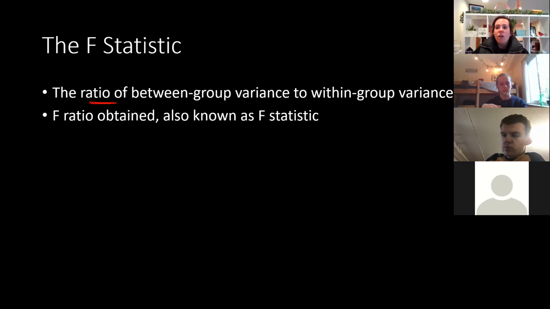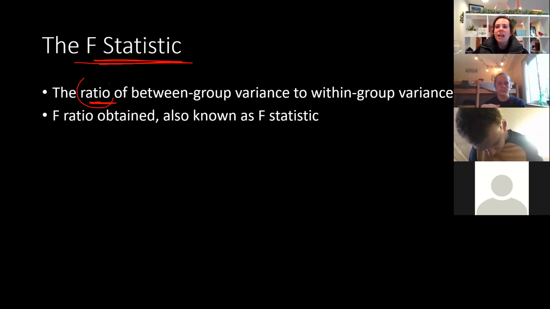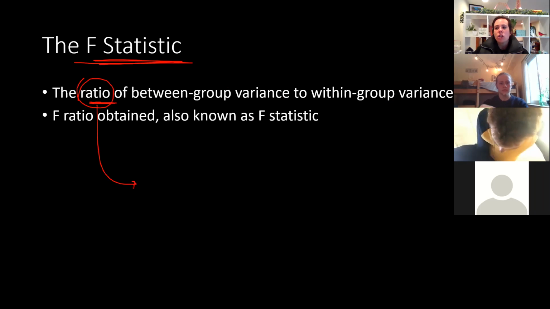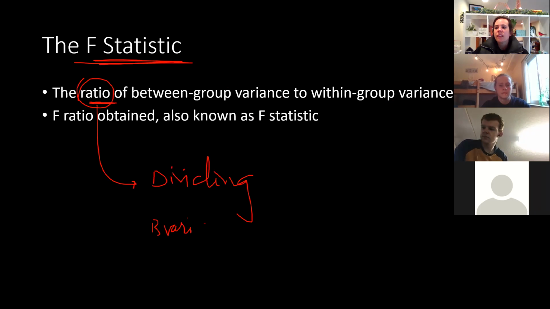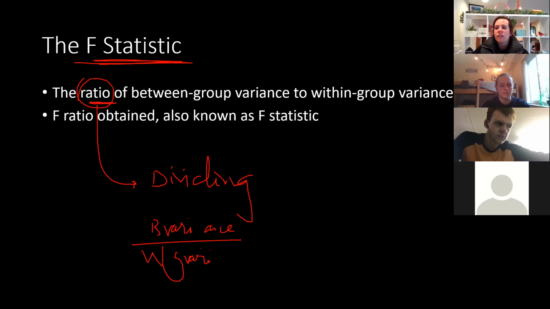The ratio of between group variance to within group variance is the F statistic. Ratio implies what mathematical operation? Division. So we are dividing the between group variance by the within group variance. That gives us F.